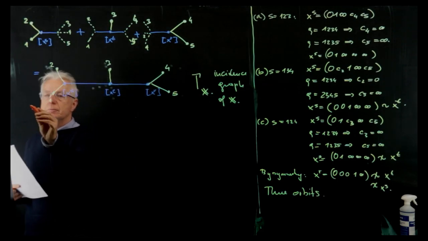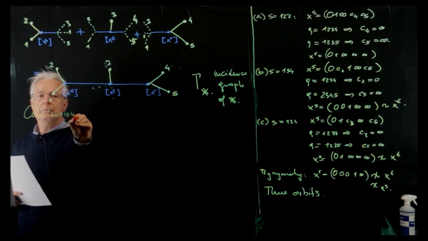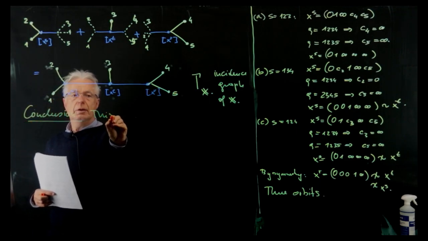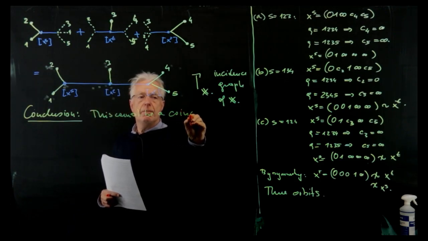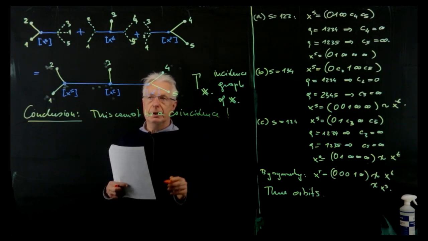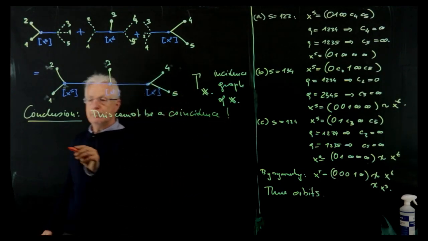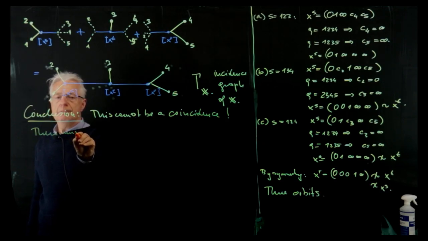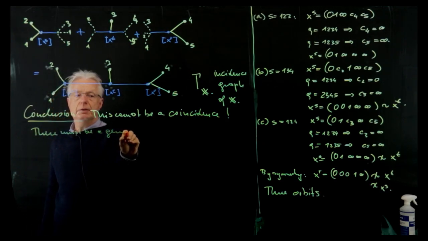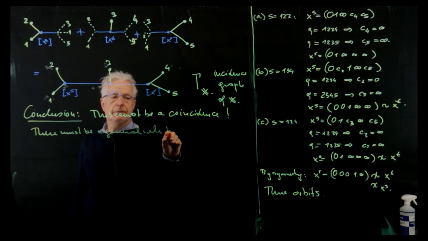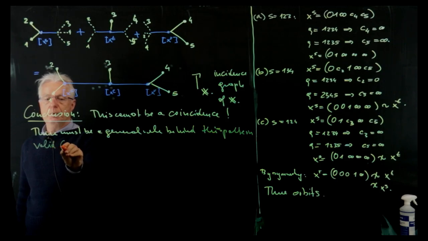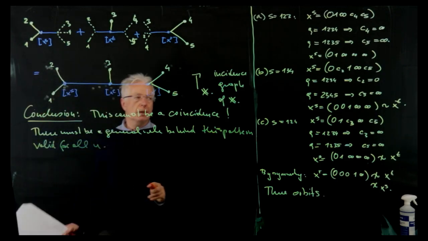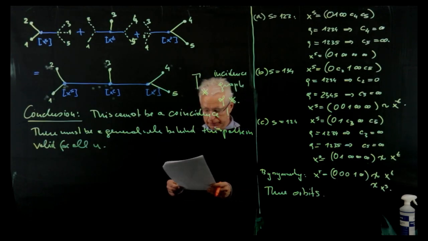So, conclusion: this cannot be a coincidence. There must be a rule behind it. There must be a general rule behind this pattern, valid for all n. And that's what we are going to prove in the next sessions.